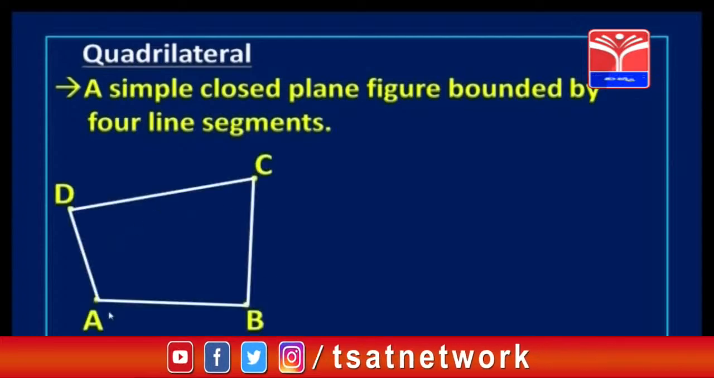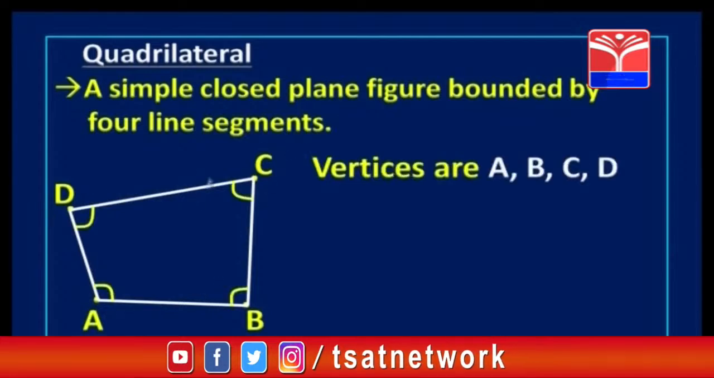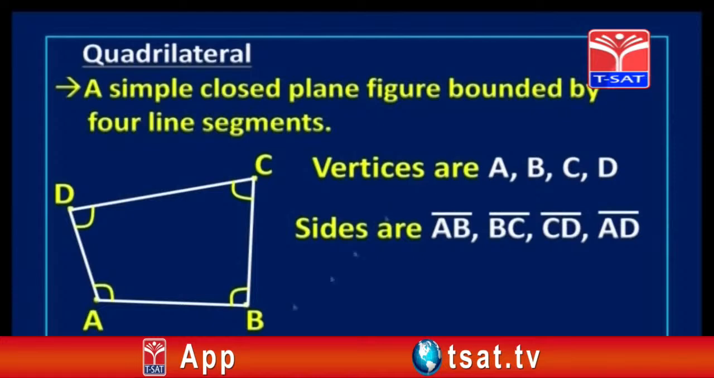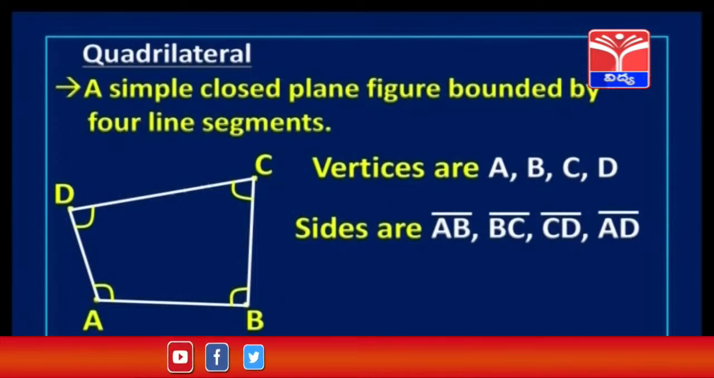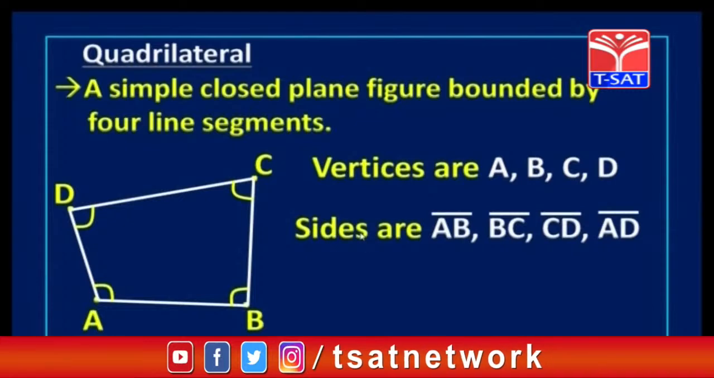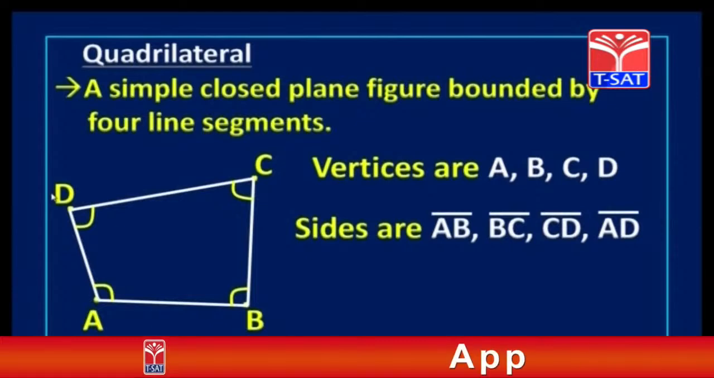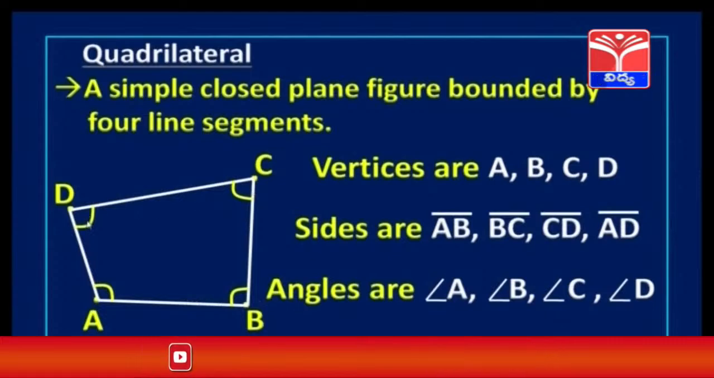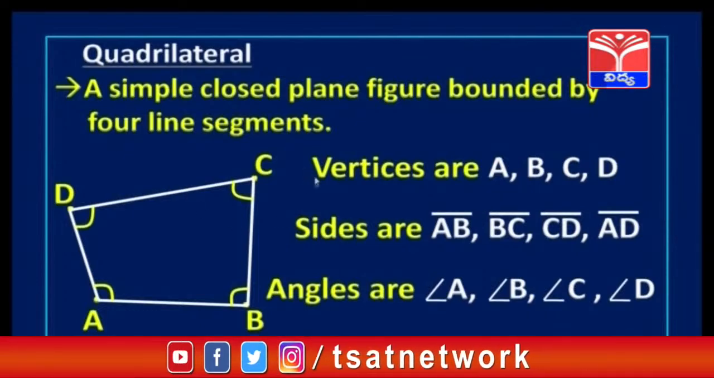Children, here you can see quadrilateral ABCD. Vertices are ABCD. Children, the points which we take to construct a quadrilateral are called vertices, and when we join these points we will get the line segments which are called the sides. Children, here the sides are AB, BC, CD, AD. And what are the angles children? Yes, angle A, angle B, angle C, angle D. So from this what you can understand children? A quadrilateral is having 4 vertices, 4 sides and 4 angles.